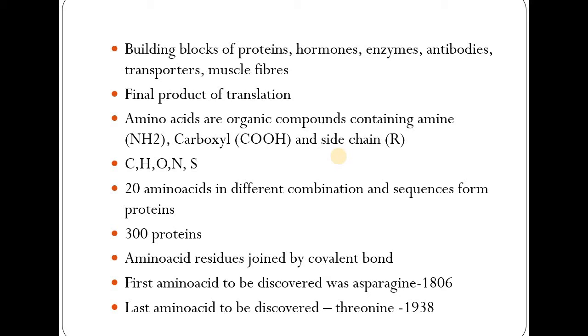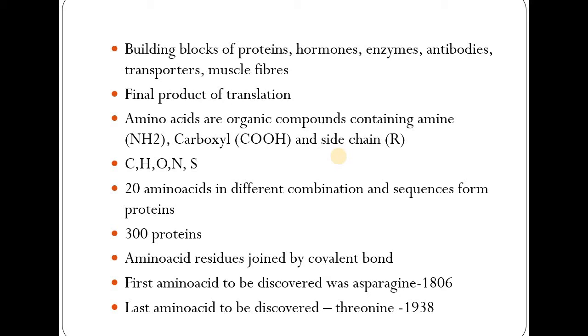it has been identified. For example, tyrosine was discovered from cheese, and the word tyros means cheese. Also, glutamine has been isolated from wheat gluten, and hence it has been given the name glutamine.